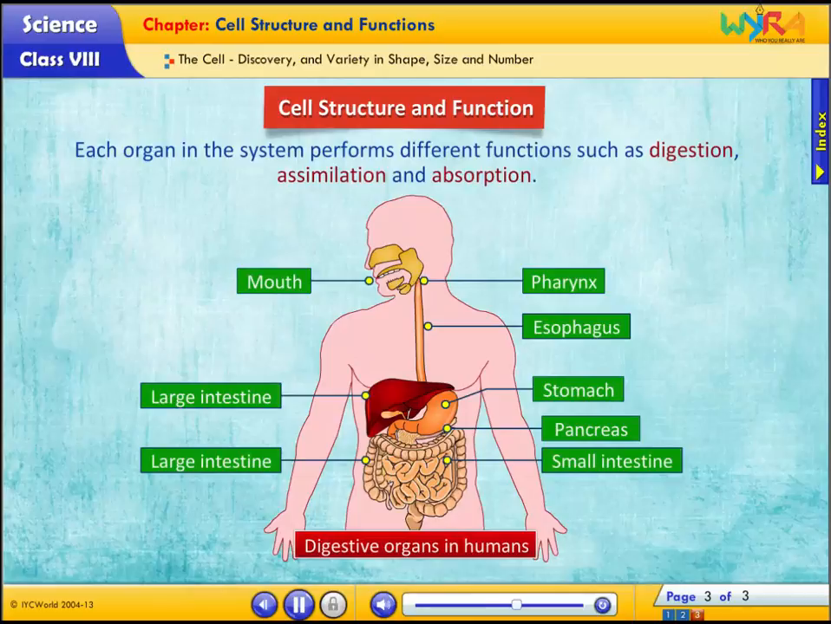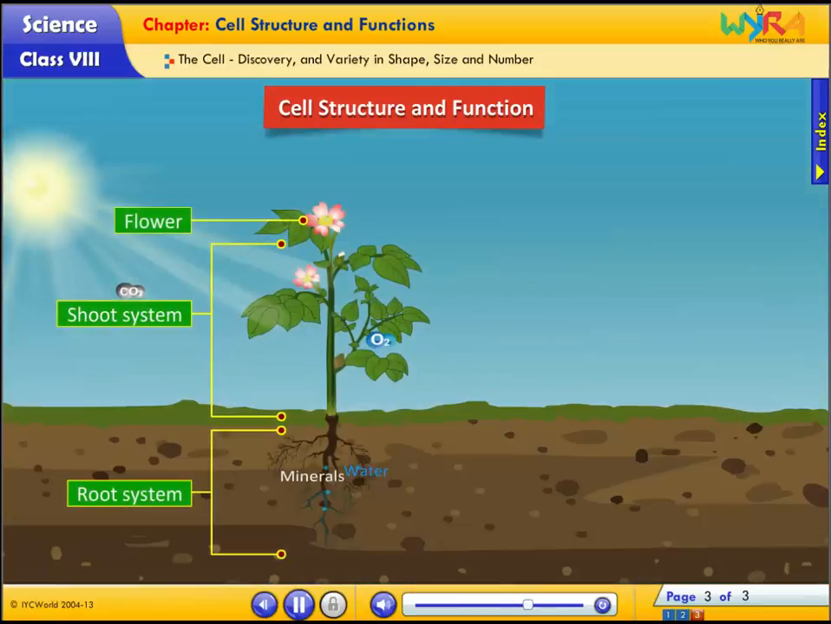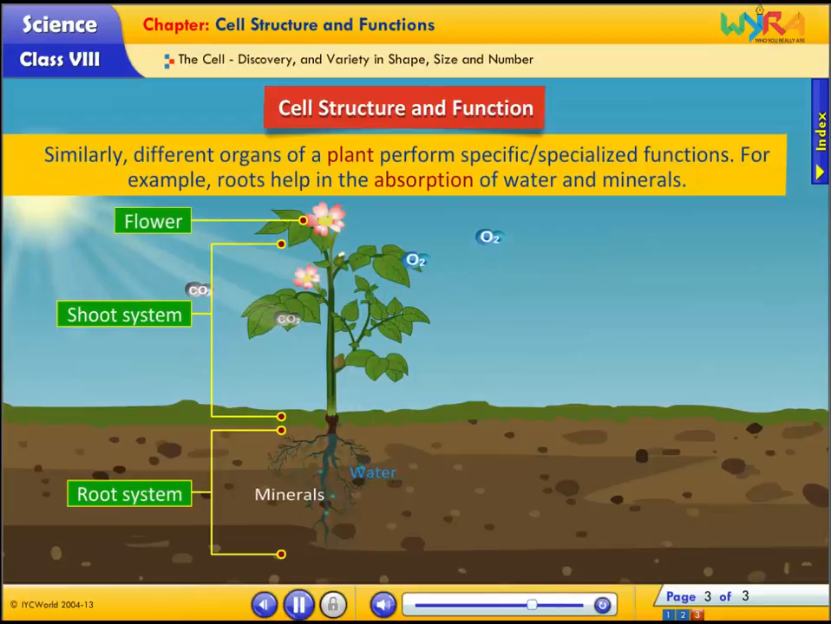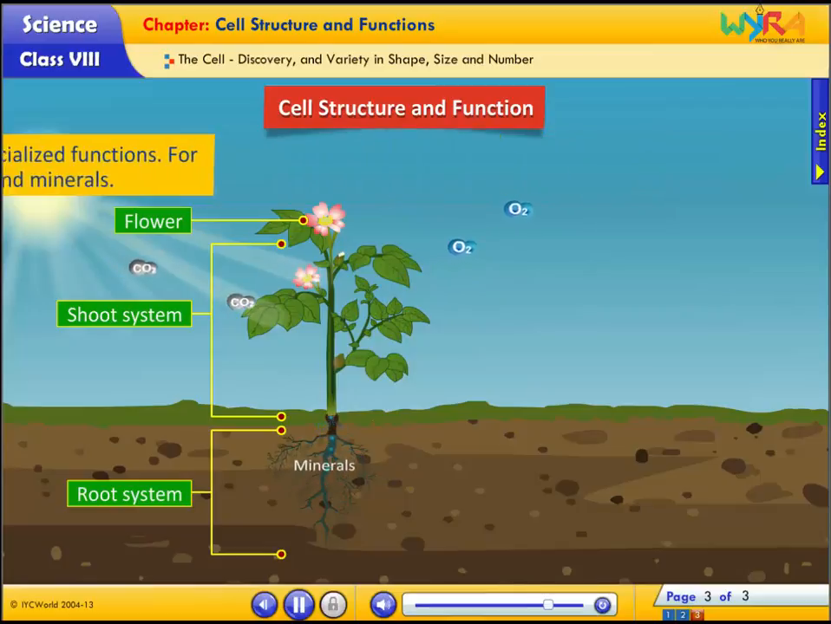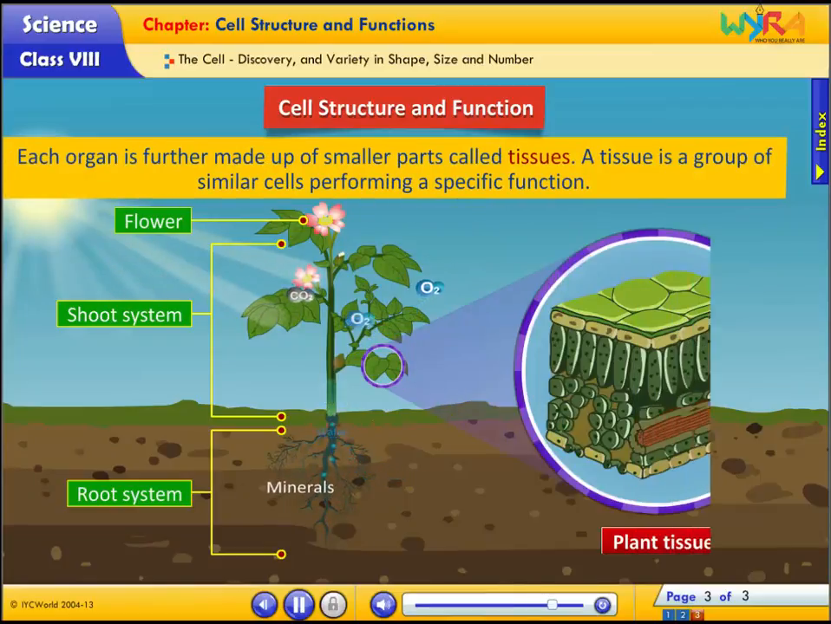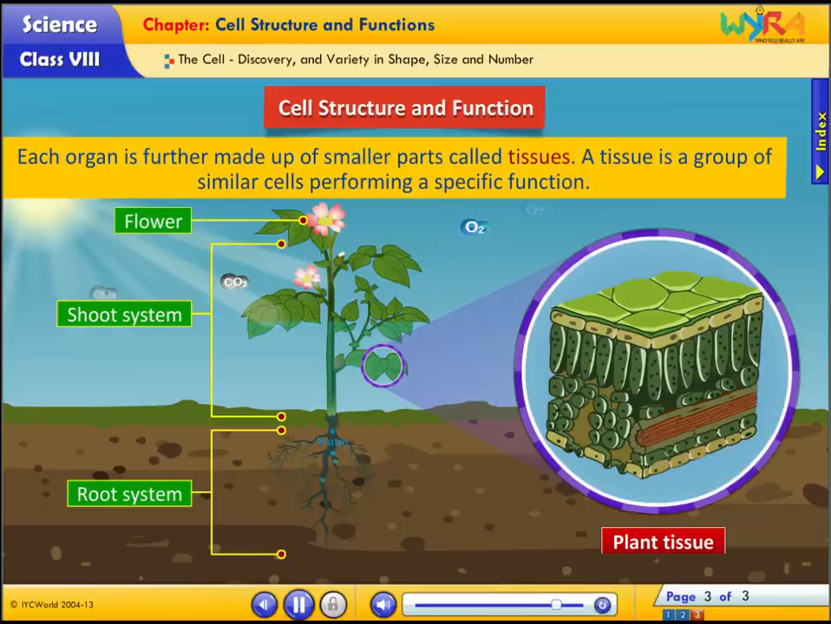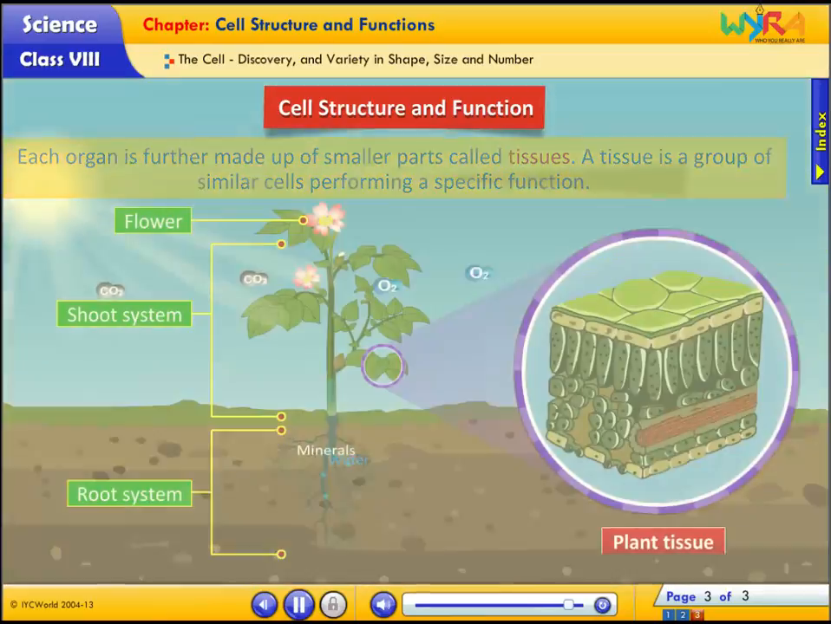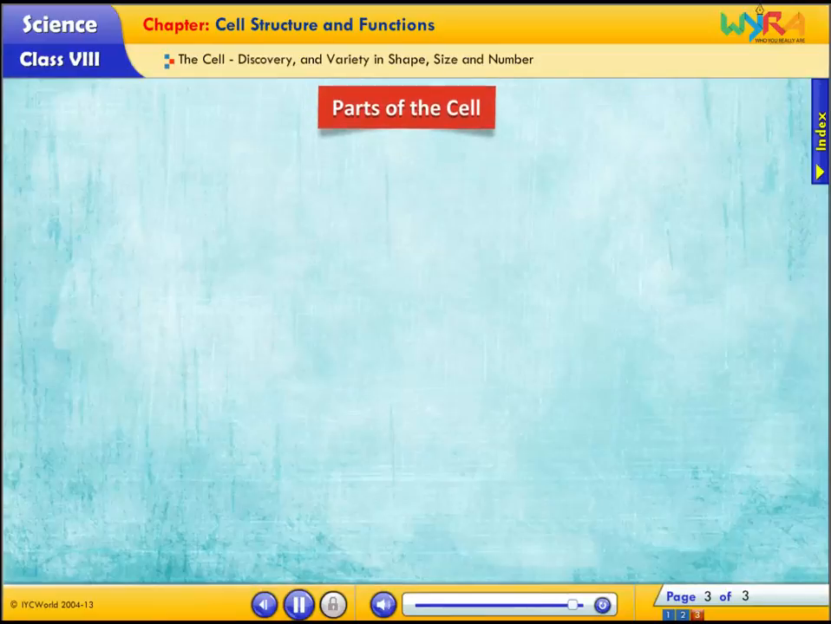Each organ in the system performs different functions such as digestion, assimilation, and absorption. Similarly, different organs of a plant perform specific, specialized functions. For example, roots help in the absorption of water and minerals. Each organ is further made up of smaller parts called tissues. A tissue is a group of similar cells performing a specific function. Let's observe the parts of the cell.